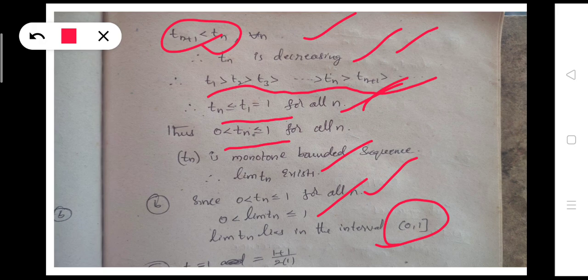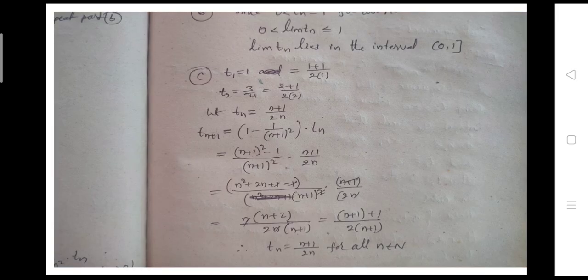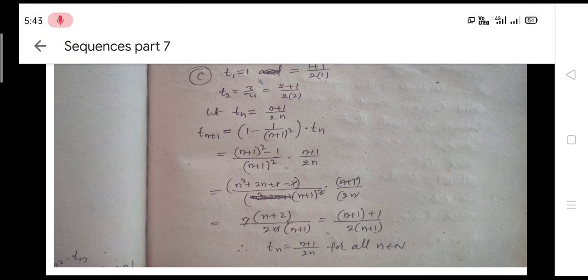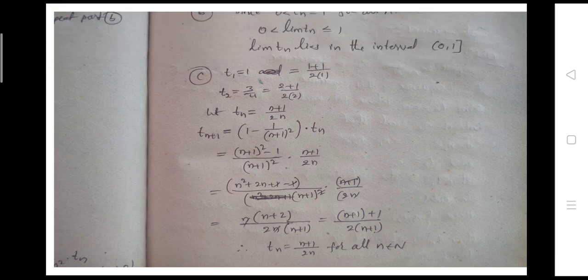Here we need to go to the next slide. So the limit of Tn lies in the interval open 0, closed 1. And also we need to go to the solution C. T1 is equal to 1, which suppose is written as 1 plus 1 by 2 into 1, by showing the induction method.